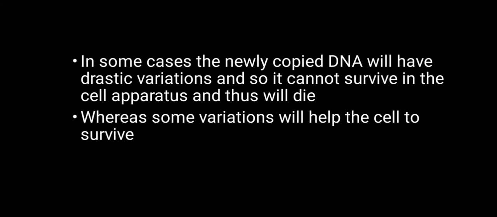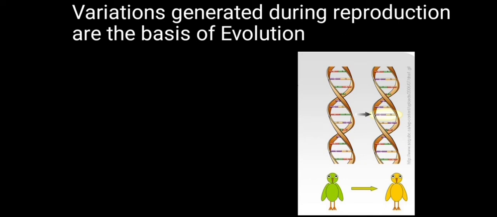Whereas some variations generated will not be that drastic, and they will help that cell to survive, or such individuals who have favorable variations will be able to survive. So variations generated during reproduction, which are caused due to errors in DNA copy, are the basis of evolution. Variations are the basis of evolution, and they give us a survival value.